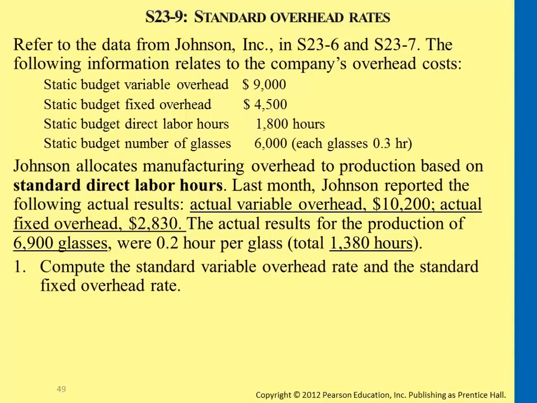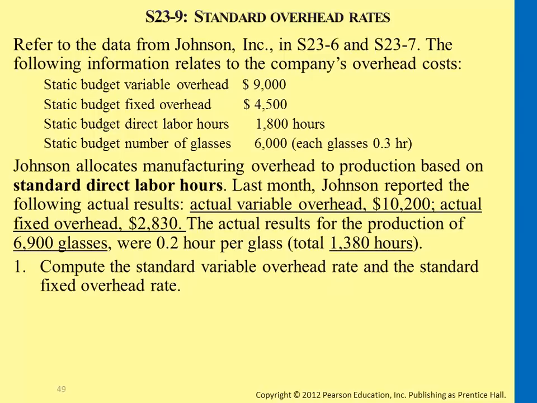Okay, let's try this example. Just pull everything together on variable cost. So it gives you the 4 lines of information on static budget, variable overhead. We budgeted for $9,000 and we budgeted fixed overhead for $4,500. We used labor hours as a base, just like the example I went over earlier, but it's not 32, it's 1,800 hours. And the static budget glasses is 6,000 each.